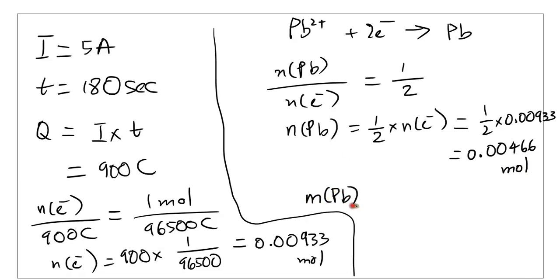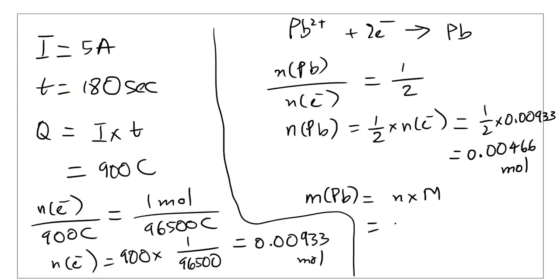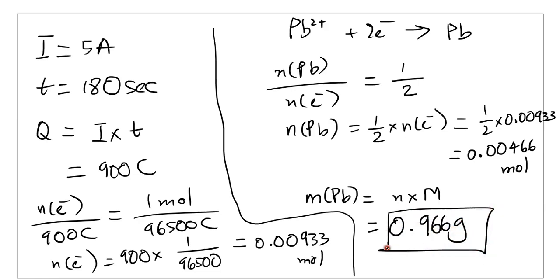And lastly, just find the mass. Mass of Pb is n times M. I think it's like 270 something is the molar mass of Pb. I can't find Pb. This happens every time. Oh, 207.2. Sig fig, 3 sig fig. So 0.966 grams. Do not forget unit. That is example 4.